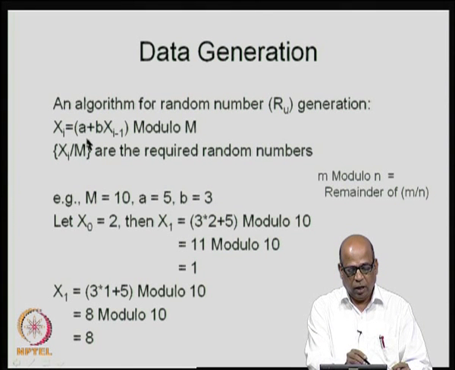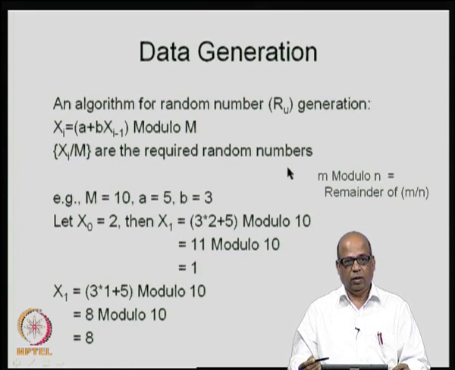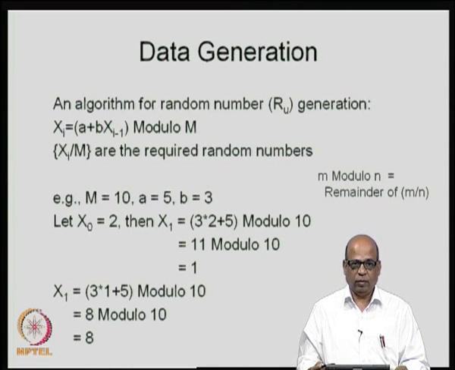So, xi is equal to a plus b xi minus 1 modulo m, a very simple algorithm. The m is a very large integer value, and a and b are fixed. In this algorithm you fix a, b and m, start with a given number x 0, generate x 1, use x 1 to generate x 2, and so on. So you get a sequence of xi. Xi by m are the required random numbers. The sequence of xi by m gives the sequence of random numbers belonging to the uniform distribution in the interval 0 and 1.